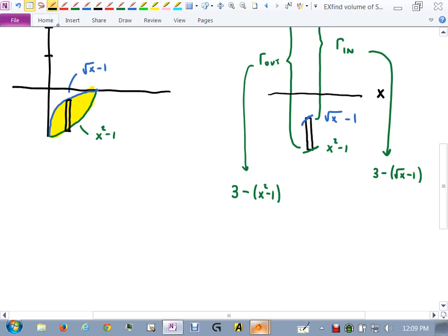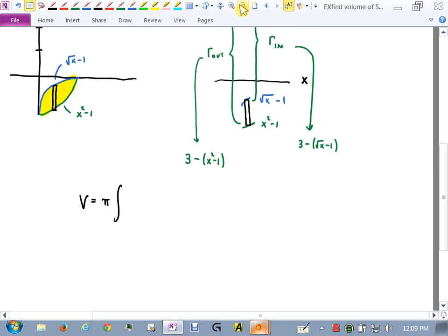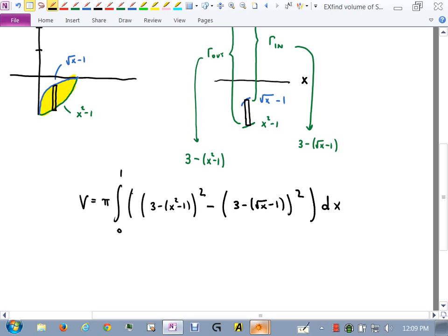Okay, let me finish with the formula. Volume will be pi integral from 0 to 1. Outer radius squared, 3 minus x minus 1, x squared minus 1, all that squared. I could have simplified that, right? I could have distributed the negative through and collected like terms here, but I didn't. I'm just leaving it. Then minus the inner radius squared dx. Dot, dot, dot.